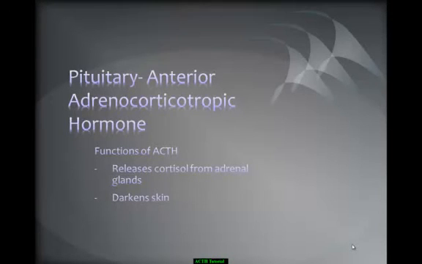This tutorial will be focusing on adrenocorticotropic hormone, which is secreted by the anterior pituitary. This is a relatively long named hormone, so we will abbreviate it as ACTH. The general functions of ACTH include releasing cortisol from the adrenal gland, which has a positive effect on increasing circulating blood glucose, and an indirect effect of darkening the skin.